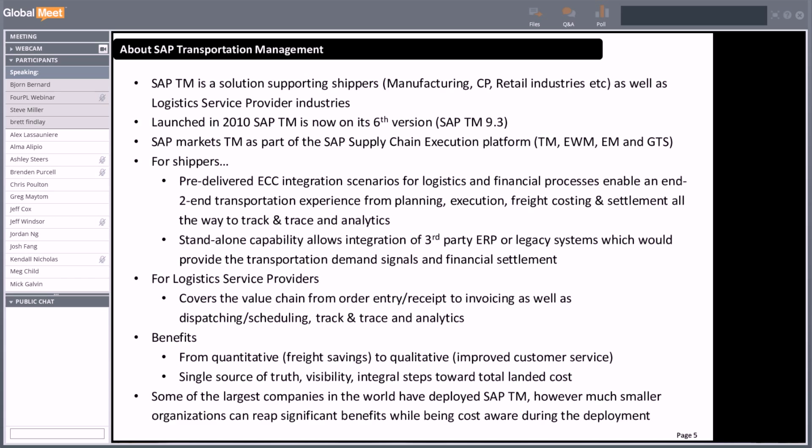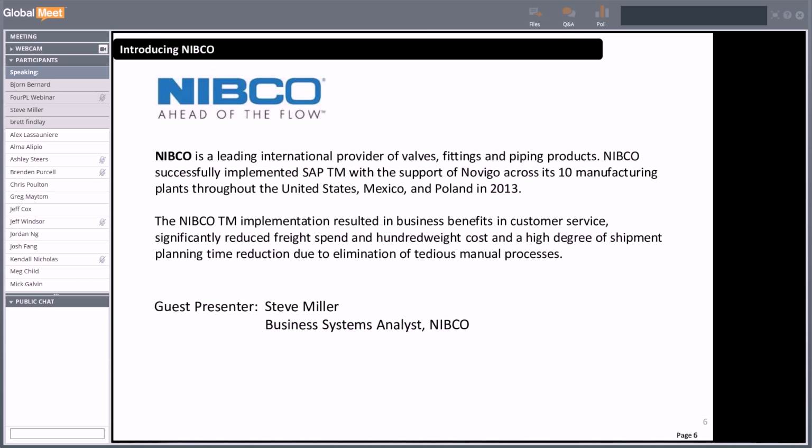This is also my segue now to our guest speaker, Steve Miller. He represents one of these much smaller clients that I'm very proud to have worked with. The company is NIBCO. NIBCO is a leading international provider of valves, fittings, and piping products in the United States. The TM implementation, from our perspective, as well as from Steve, as you will hear, provided significant benefits in different areas. I personally was involved in this implementation as a solution architect.